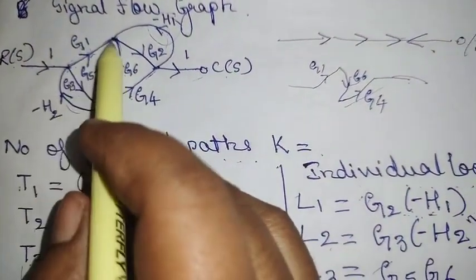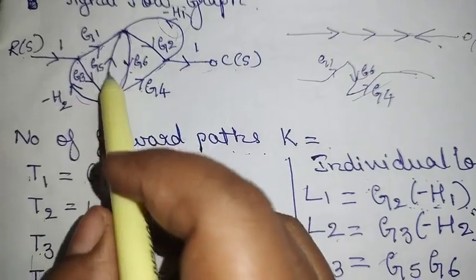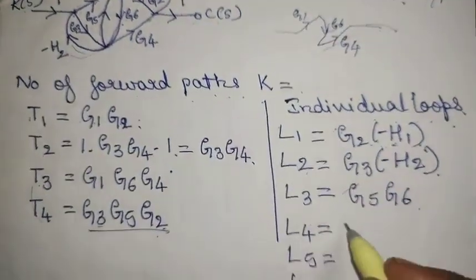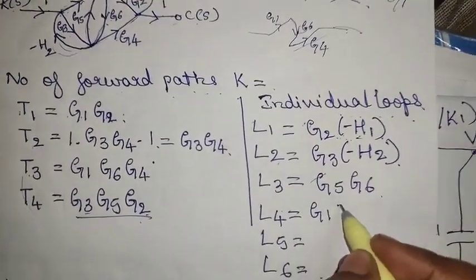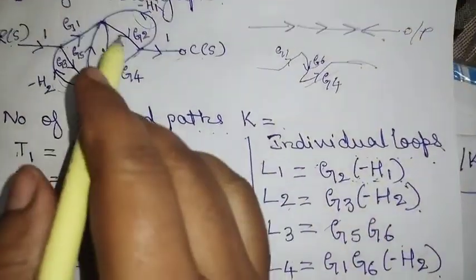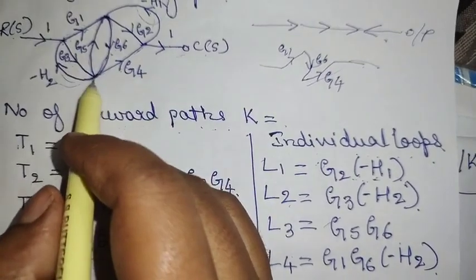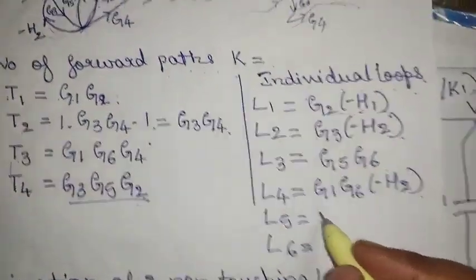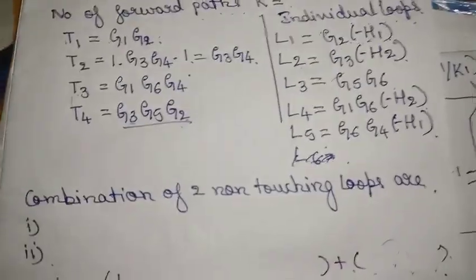If you observe, this cannot become a loop because it is G1 opposite. Okay, G1 G6 H2. So write down G1 G6 minus H2. Next, similarly G6 G4 H1. So I have written all the 5 loops.